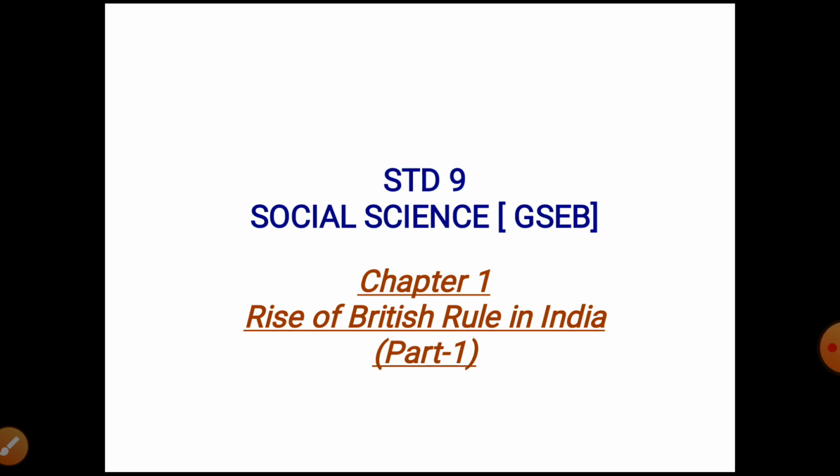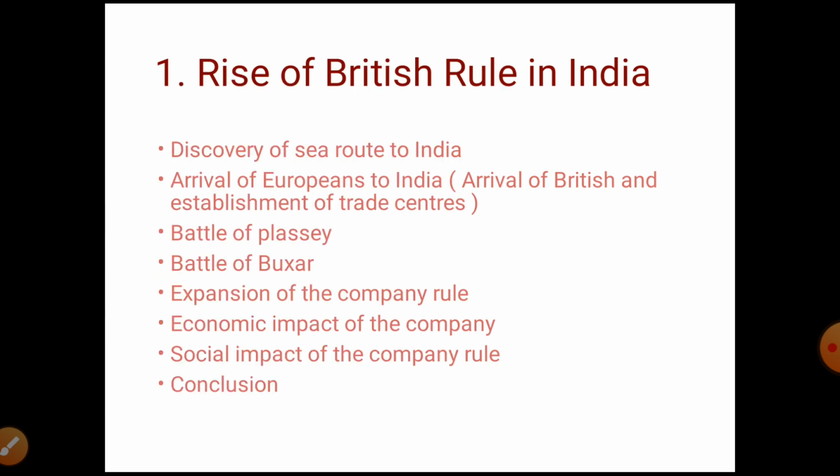So today we are going to learn Standard 9 Social Science Book of Gujarat State Board Chapter 1, Rise of British Rule in India. Before moving on to this lesson, we will see the topics which we are going to learn in this lesson. The first one is discovery of a sea route to India. So why was it necessary for the Britishers, for the Europeans, to discover a new sea route to India?